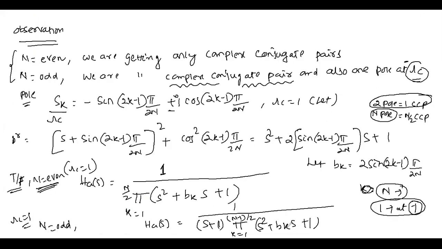Okay, now what to do? Let this be equation 1 and this be equation 2. Equation 1 represents the transfer function of a Butterworth filter when n is even, and equation 2 represents the transfer function of a Butterworth filter where n is odd. But in both cases I have taken omega c equals 1, but omega c is not equal to 1. So what to do? Again, replace s by s divided by omega c. So finally, what do we get?